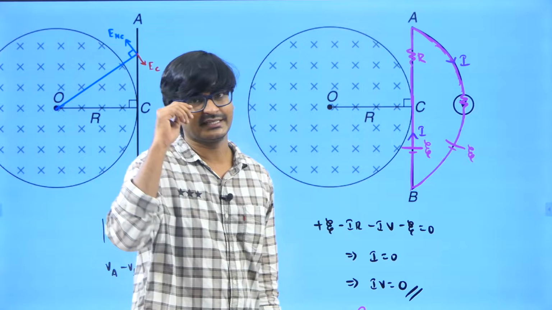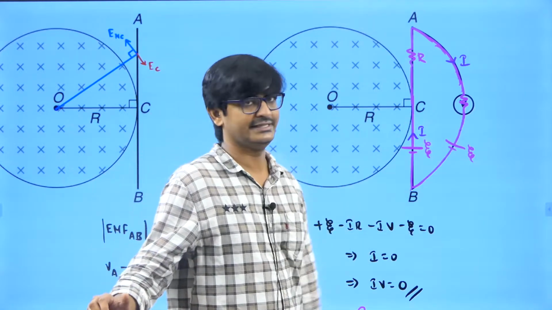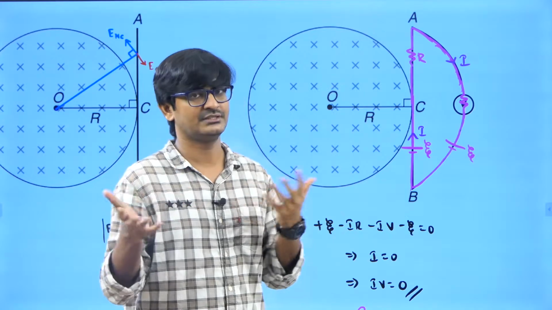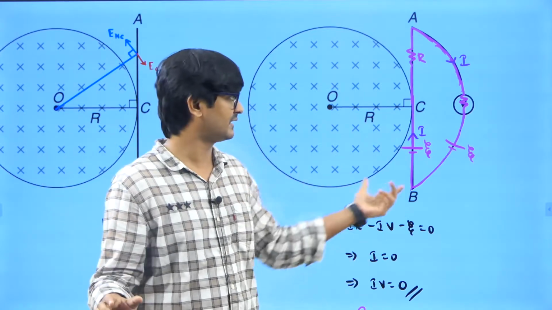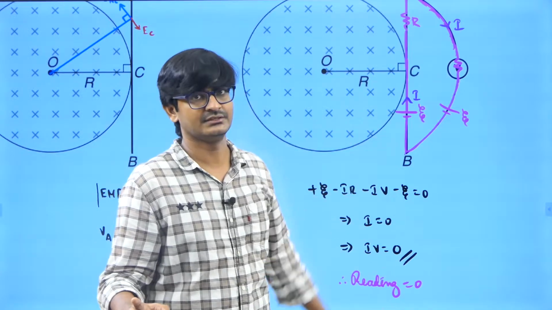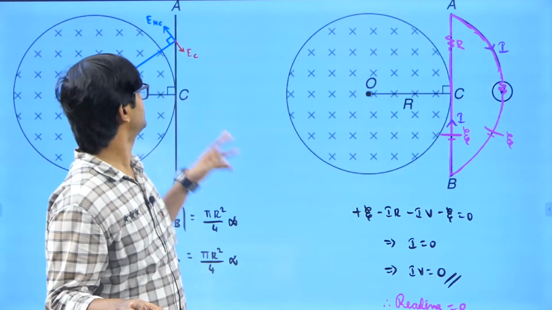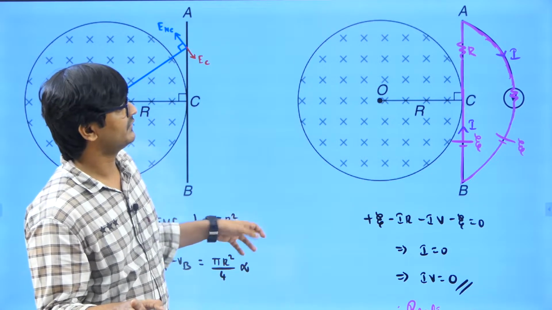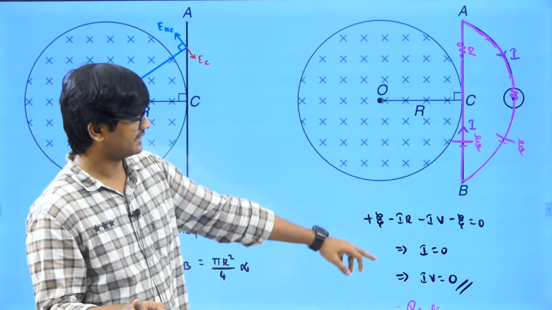So what will the voltmeter read? The voltmeter will read I into V, right? That I into V is nothing but the integral, finding the potential difference using that integral form. I into R is going to be how much? 0. So the reading is going to be 0. If you don't connect the voltmeter, the potential difference is going to be pi r square by 4 into alpha, but when you try to measure it, it will turn out to be 0.